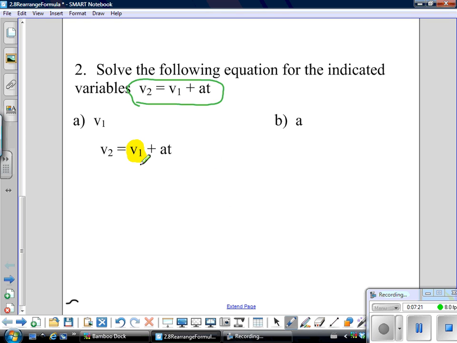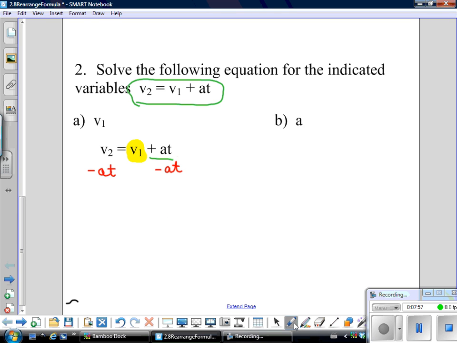So what is on the same side as V1? Well, what's on the same side you can see is plus AT. Well, what's the opposite of adding AT? If you said subtracting AT, you're correct. So I need to subtract AT. Now, if I subtract AT on this side, I must do the same thing on the opposite side. So it's just treating AT as if it is a number, okay? It is a number, remember, because it's a variable, but I don't know what those numbers are for those variables.